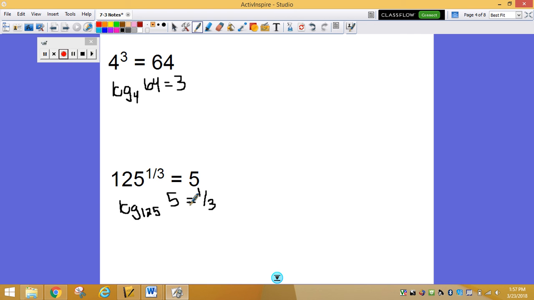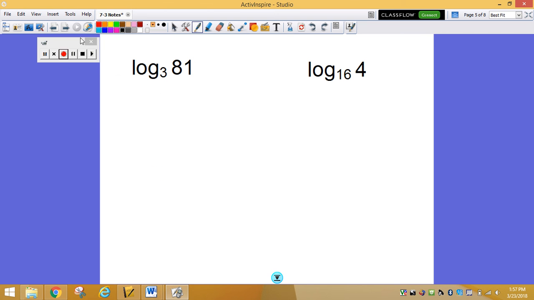Okay, so that's the first part of your worksheet. It's pretty easy. The only tricky part is that you do have to memorize this. Okay, there's no easy trick. You just have to memorize what goes where. Okay, so that's the first part of your worksheet. Not too bad at all.